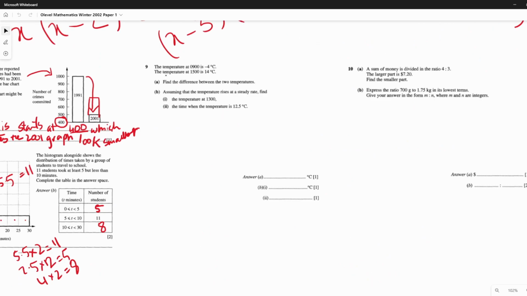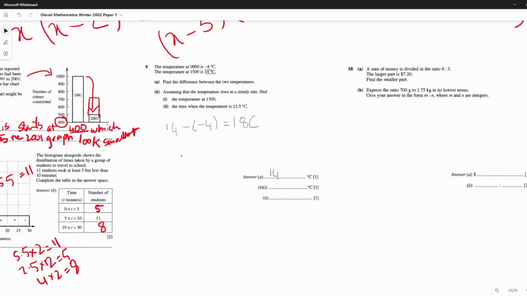All right, let's move on to question number 9. The temperature at 0900 is -4 degrees Celsius. The temperature at 1500 is 14 degrees Celsius. Find the difference between the two temperatures. So this is pretty simple. It's just 14 minus -4. And if we subtract a negative number, we basically add the numbers together. So that will be 18 degrees is the difference between the two temperatures.